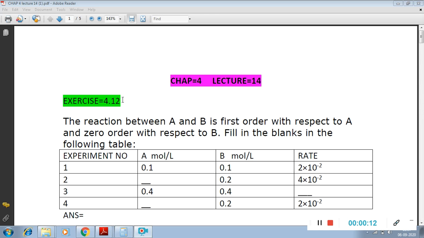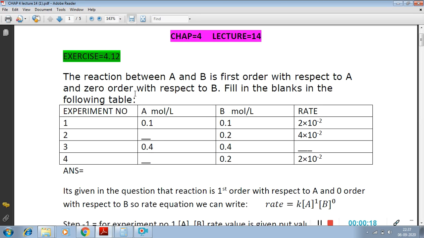So the first question for today is exercise question number 4.12. The question is like this: the reaction between A and B is a first order reaction with respect to compound A and a zero order reaction with respect to compound B. Fill in the blank in the following table.